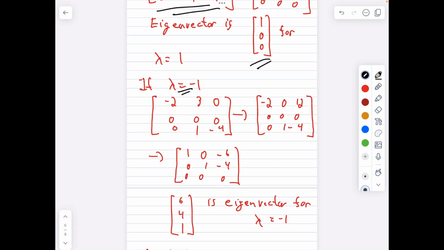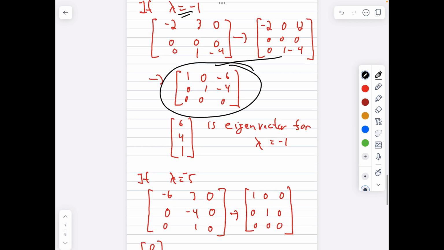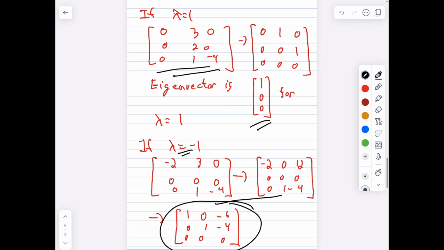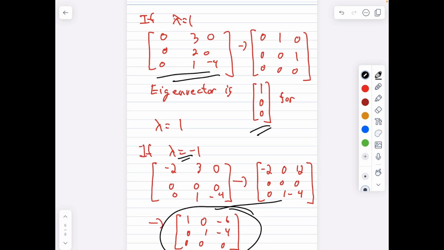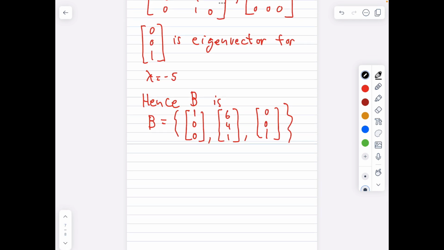Do the same for negative 1. You row reduce to here. A couple more steps on that one. And 6, 4, 1 would be your eigenvector for lambda equals minus 1. And for lambda equals minus 5, we do the same thing, and you get 0, 0, 1 for your eigenvector for lambda equals minus 5. And just for the record, 1, 0, 0 was the eigenvector for lambda equals 1. And all you're going to do here is just write those 3 vectors, and that's it. And that would be your basis.